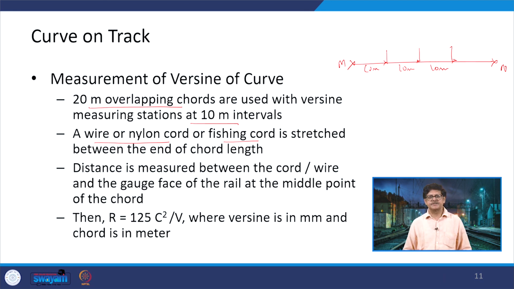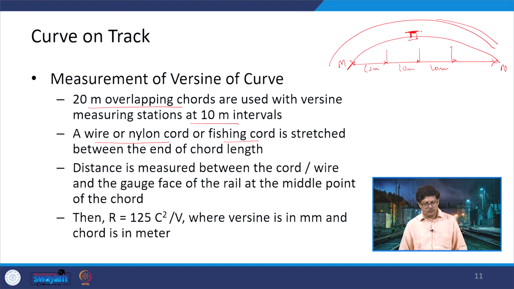Then the distance is measured between this cord or wire and the gauge face. So, the track is going here. The gauge face will be on the other side, the inner side. So, if the one rail is being provided at this point, this is the gauge face, and this is being measured at the center of the chord. So, at this center, whatever value we are getting, then R is equals to 125 C square divided by V, where versine is in mm.